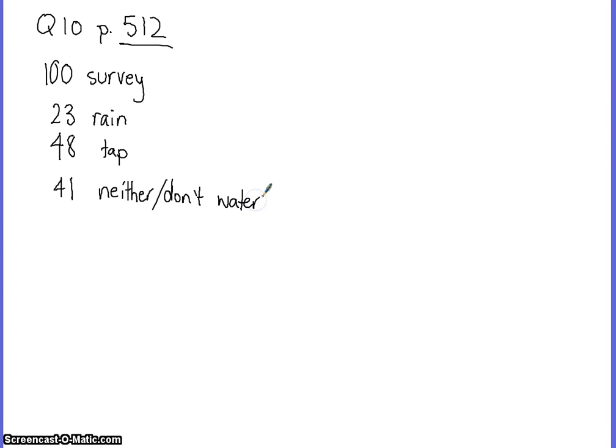Now, instead of looking for anything too complicated in the first question, the first part of the question says, how many people use both rain and tap water? Jared, pay attention please. How many people use rain and tap water? Okay? There's no Venn diagram new learning in this. How many use rain and tap water?